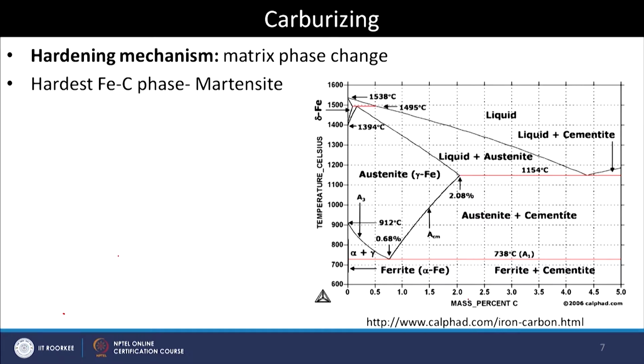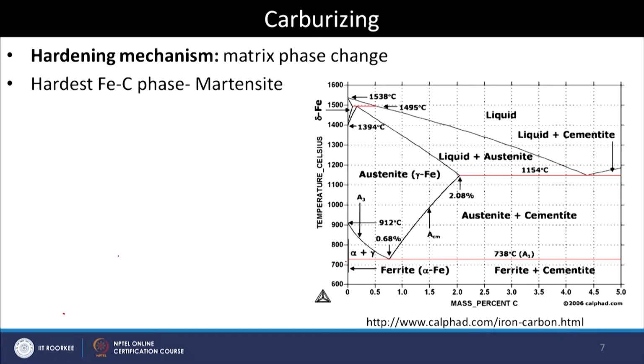For a given temperature and mass fraction of carbon, we can know what phases are expected at equilibrium, that means we heat very slowly and cool very slowly. Now if you look at temperatures below 738, this region shows only very small solubility for ferritic iron. It means the moment you add carbon beyond a very small limit, you form a two phase mixture of ferrite plus cementite.